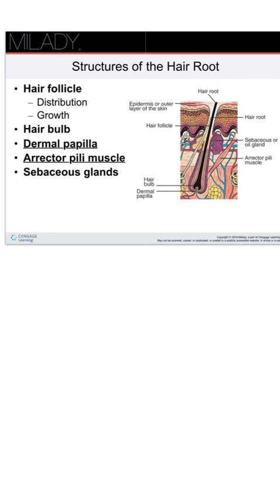The dermal papillae and the erector pillae are also located below the epidermis. The sebaceous glands are where the sebum and/or oil is formed, which lubricates the hair and the skin.